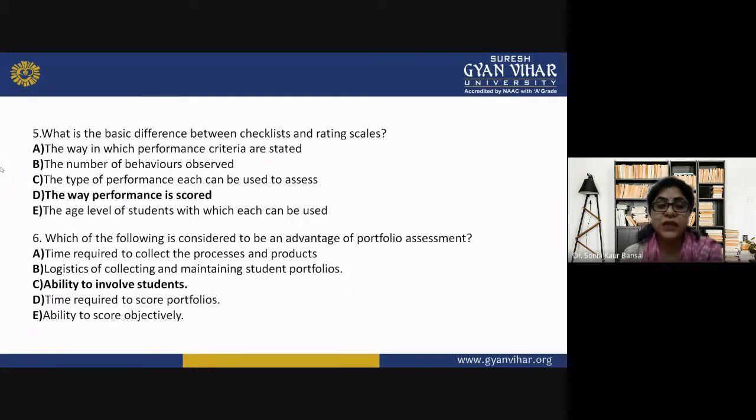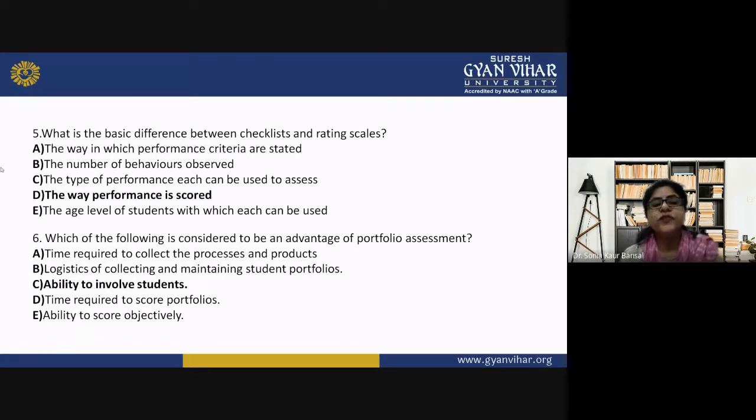We have seen in checklist, either a particular trait or attribute is present or absent in a particular performance. But when we are talking in terms of scoring and giving it a quantitative number, we go towards the rating scale. So this is the basic difference.